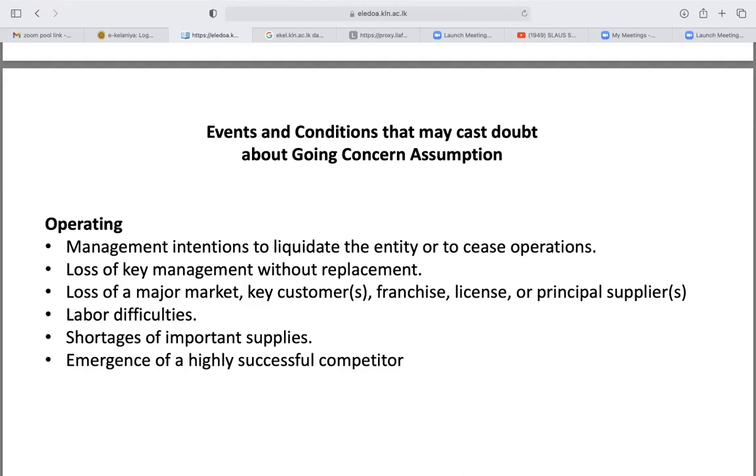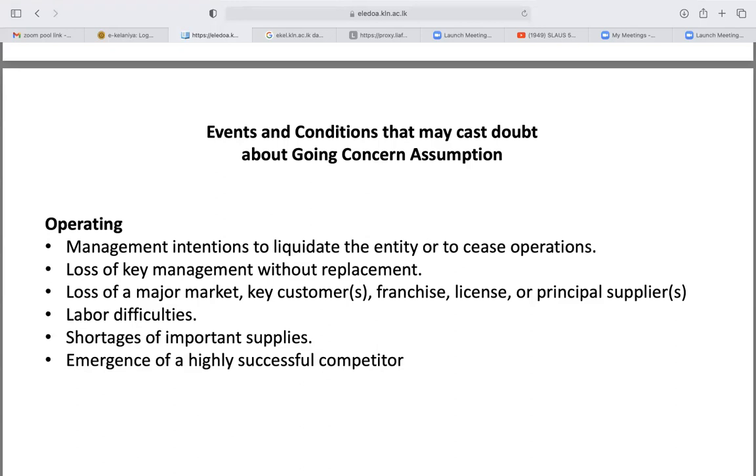Loss of major market, key customers, franchises, license, or principal suppliers. So in recent days, I heard that Pizza Hut and KFC are trying to withdraw their franchise license from Sri Lanka. I don't know exactly, but I heard, kind of rumors, right? So then what will happen to the companies which are running the franchises? They have some going concern issues.